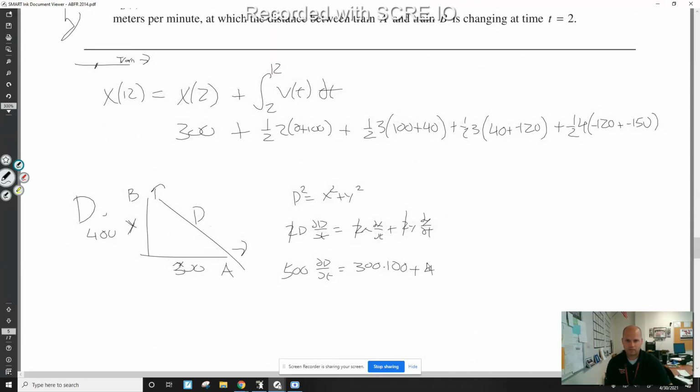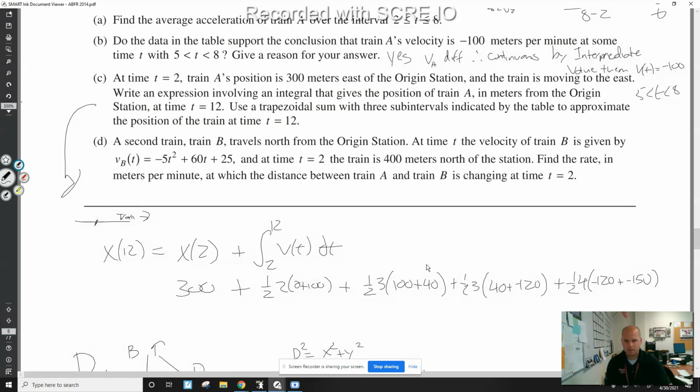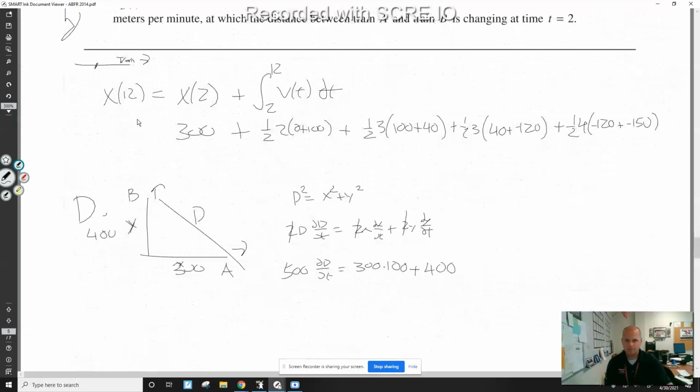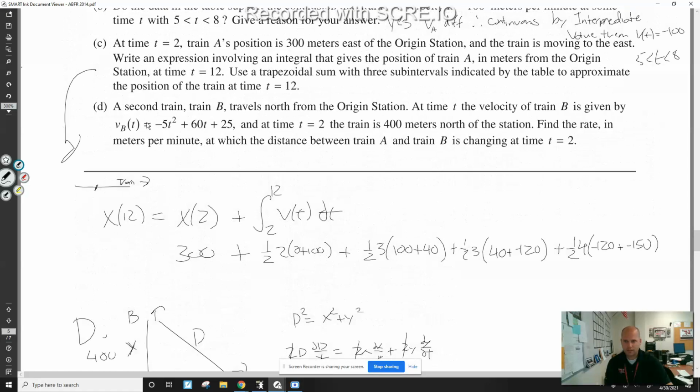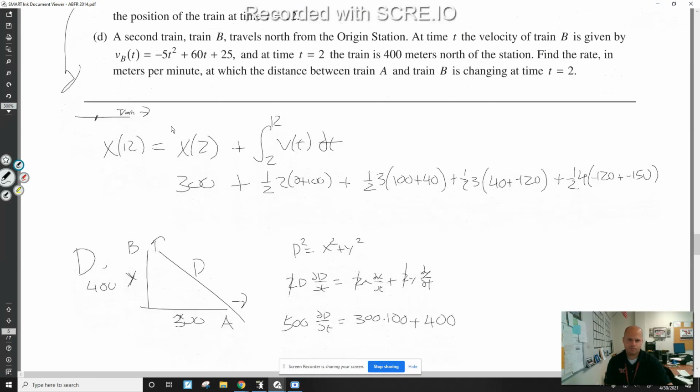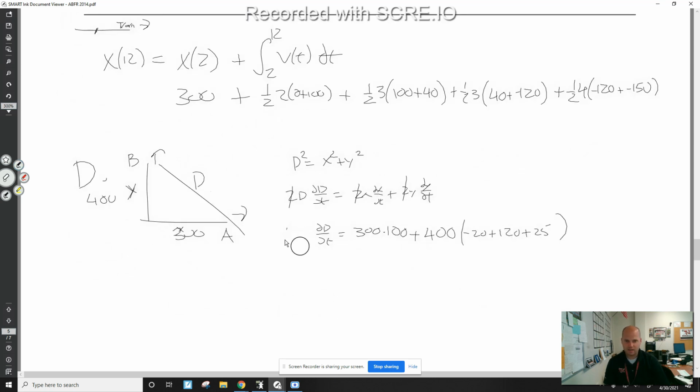Plus, y is 400 meters. That's train B. The velocity, that's the velocity times 2. Like, why do they do this? It's just annoying. The velocity of B, I'm not even going to write it out, is negative 20 plus 120 plus 25. I don't even know what that is. dD/dt, therefore, is this divided.